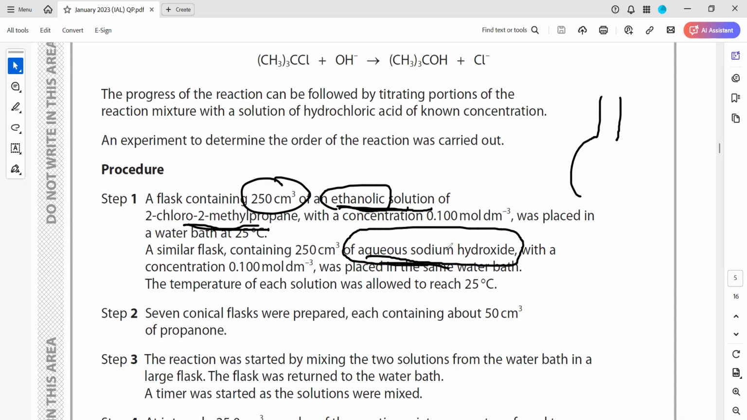Aqueous. So acid and alkalis are always with water. So we mix them in a flask, okay? And then we take out a sample and transfer it into a small conical flask. When we transferred them into a conical flask, the conical flask was containing what? The propanol. So what is the purpose of the propanol? The propanol was a quenching agent. Quenching agent means slow down or stop the rate of reaction. Like quench the reaction.